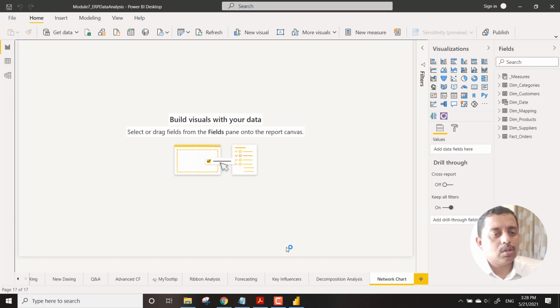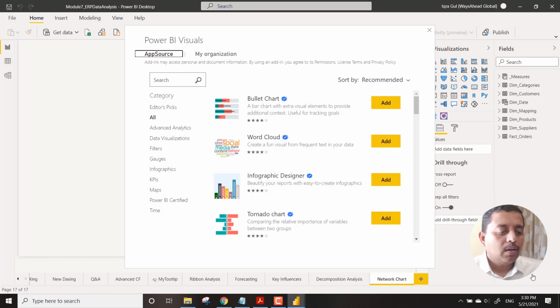In most of the cases, the data that we bring in and the reports that we develop all go hand in hand in terms of the dimensions and the facts and the factors that we put in, showcasing all the data over here. So let me just bring in the network chart. So we are back with the network chart.